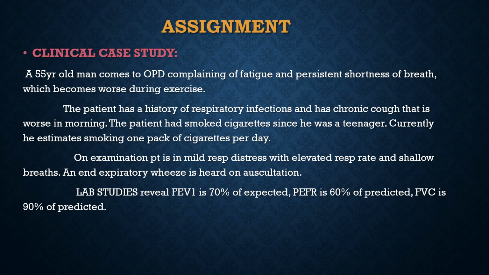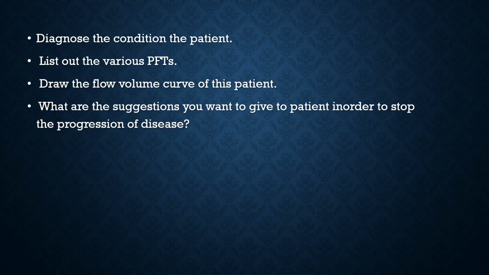Now the questions are: diagnose the condition of the patient, list out the various pulmonary function tests, draw the flow volume curve of this patient, and what are the suggestions you want to give to the patient in order to stop the progression of disease. So you have to answer all these questions, write in a book, and then submit in the group.